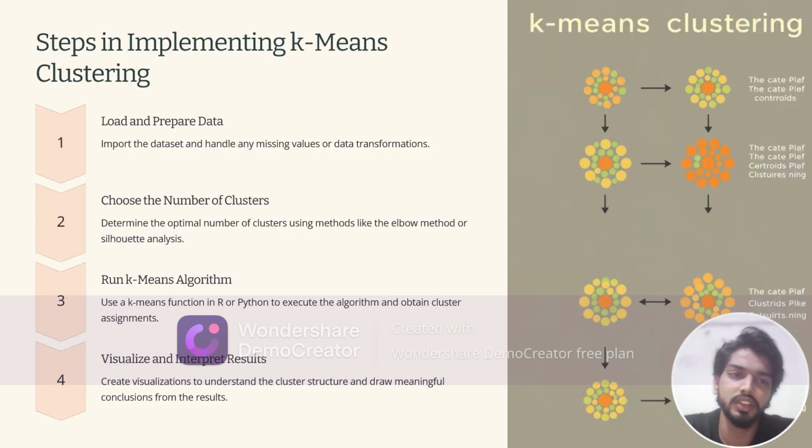Steps for implementing k-means clustering. There are basically four steps: load and prepare data, choose the number of clusters, run the k-means algorithm, visualize and interpret results. Load and prepare data: import the dataset and handle any missing values or data transformation. Choose the number of clusters: determine the optimal number using methods like the elbow method or silhouette method. Run k-means: use functions in R and Python to execute the algorithm and obtain cluster assignments. Visualize and interpret results: create visualizations to understand the cluster structure and draw meaningful conclusions from the results.